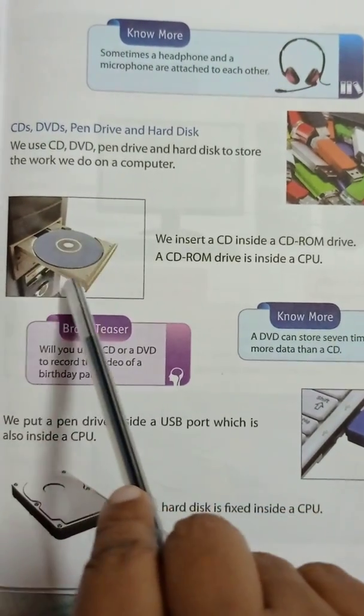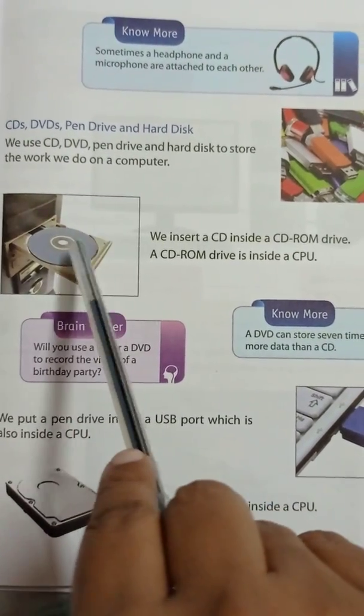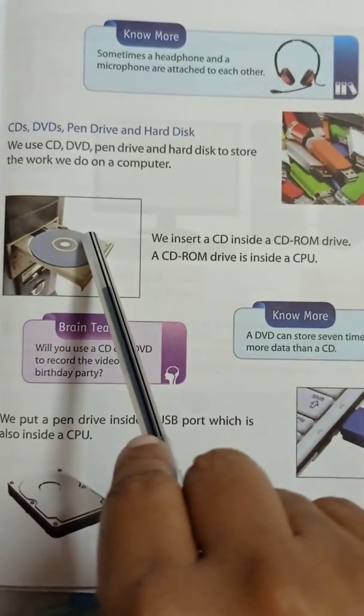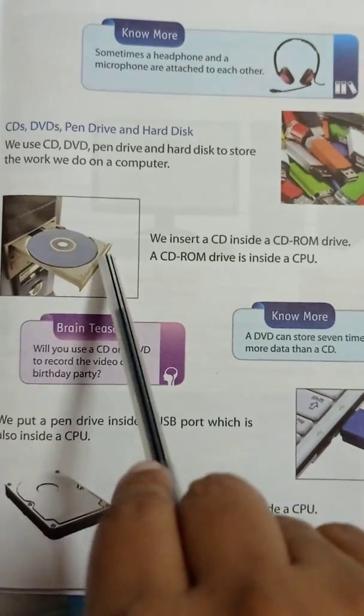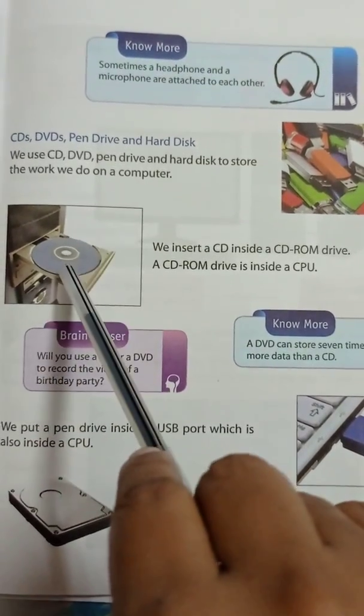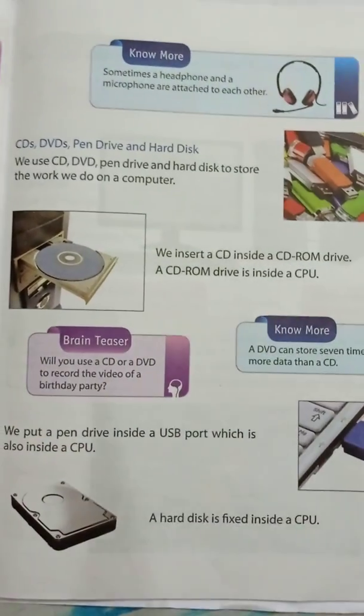Where is the CD-ROM drive? This part is attached to the CPU, and when you press the button beside this CD drive, a tray comes out and you can just insert the CD and then play it on the computer.